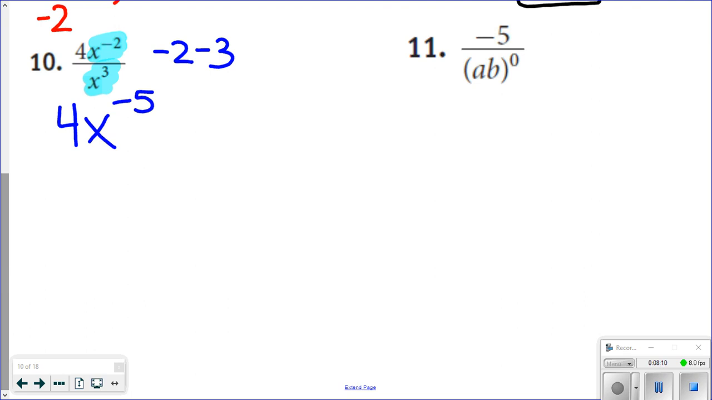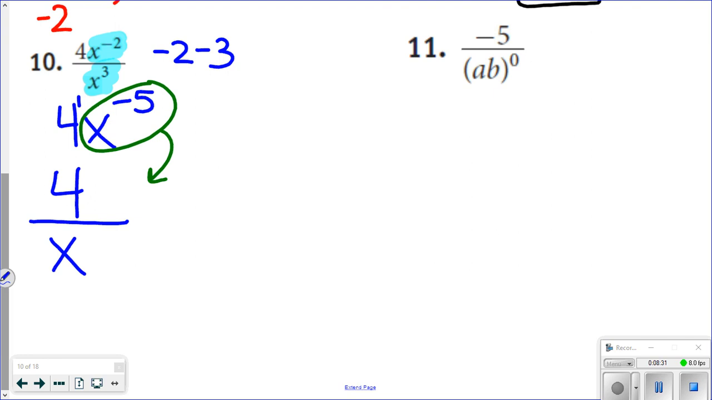Now, 4 has a positive exponent of 1, so it's happy exactly where it's at. But this x to the negative 5 needs to move. So keep 4 in the numerator, make a fraction, and in the bottom or the denominator is x, and it becomes happy. So x to the 5th power.